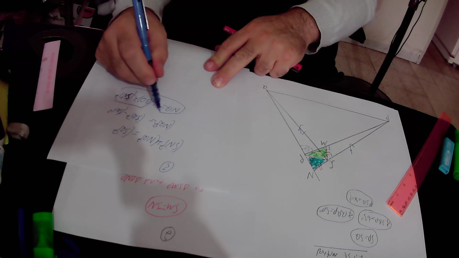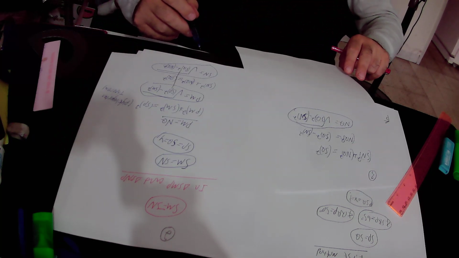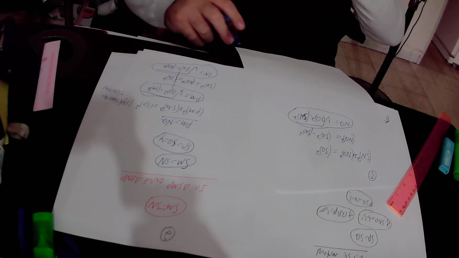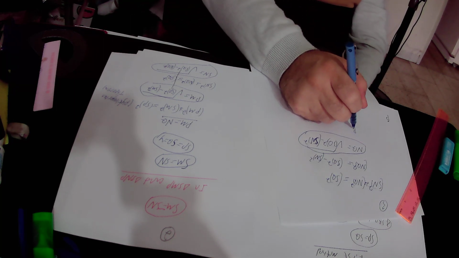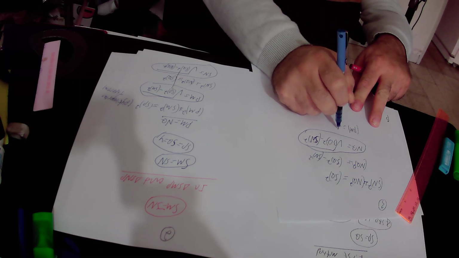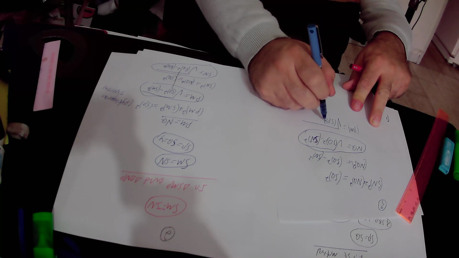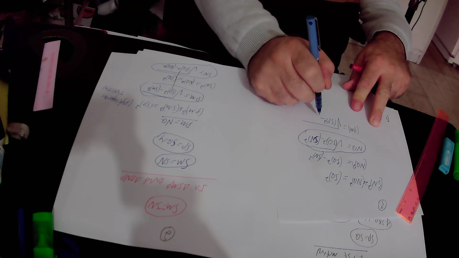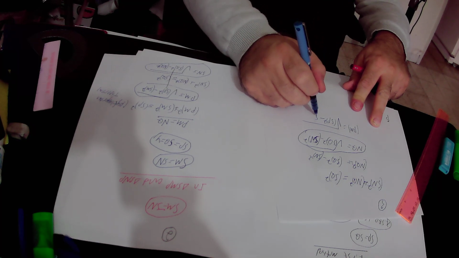So we found the value of NQ, and we have already found that the value of PM equals the root of SP square minus SM square.